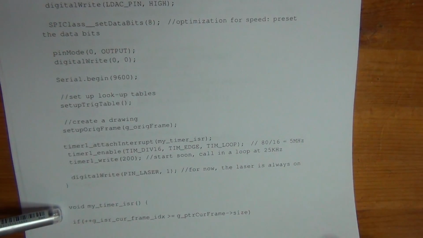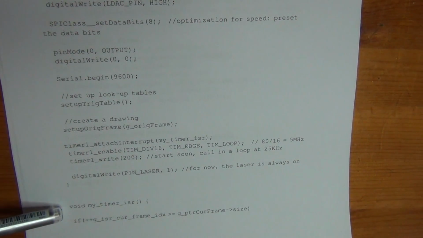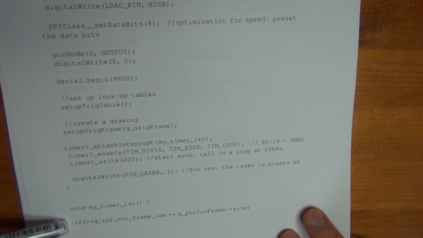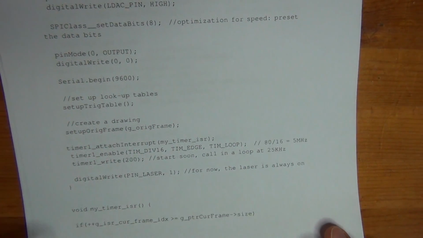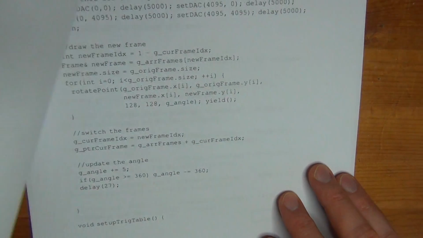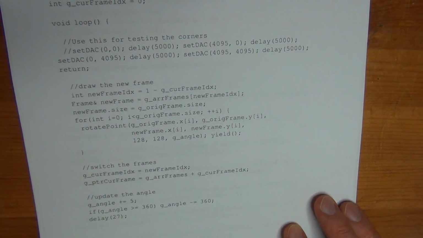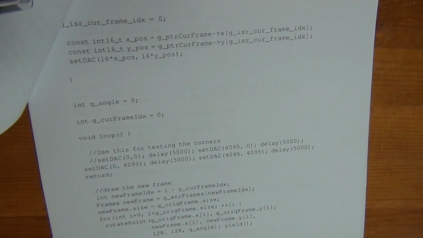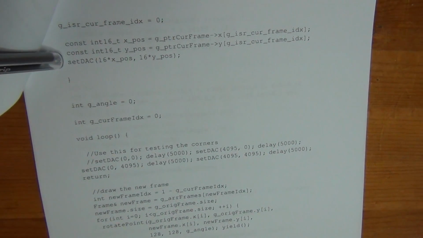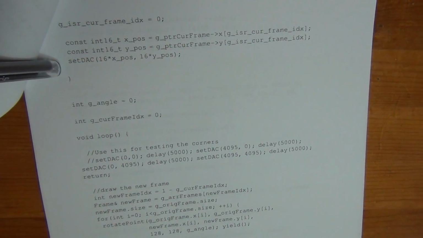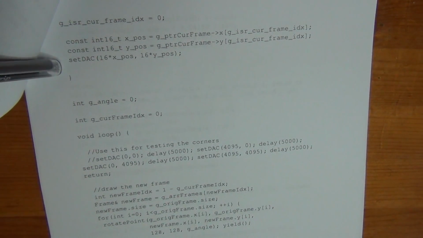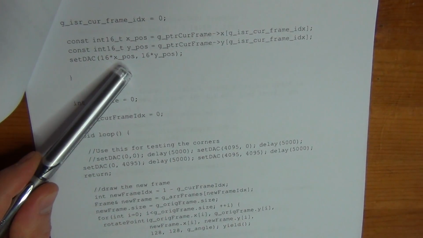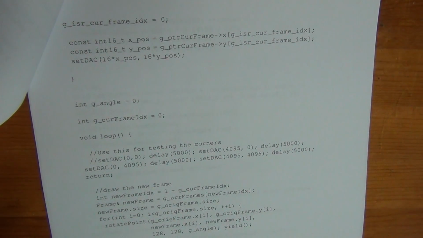What does the timer ISR do? It basically just jumps from one point to another of the current frame, and gets its coordinates, X and Y, and then calls the function setDAC that basically just gets those positions and sends them directly right to the galvanometer.